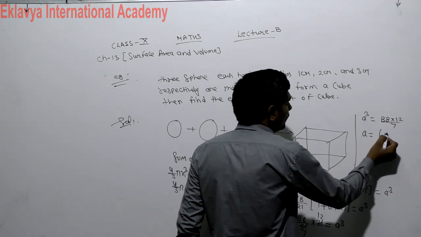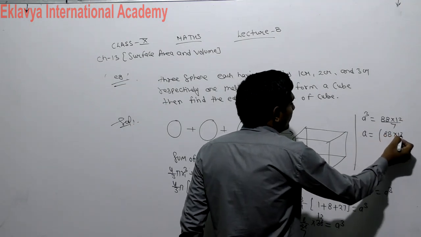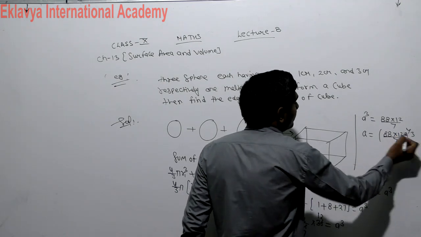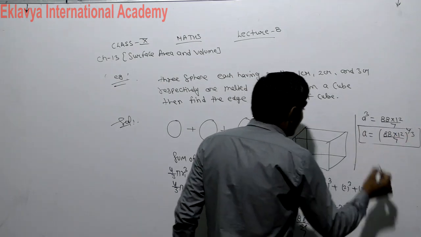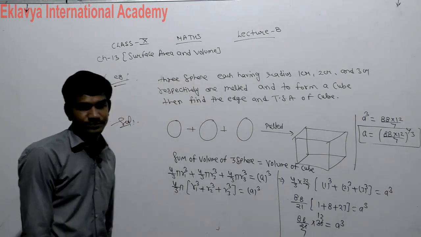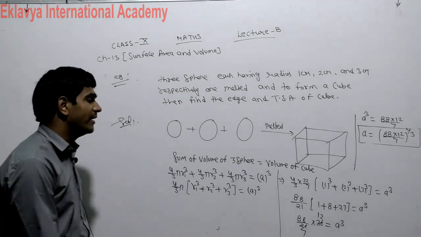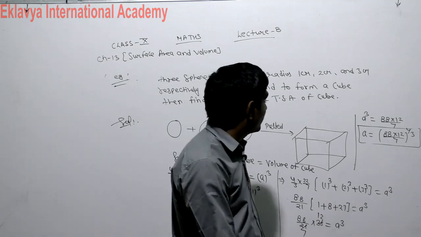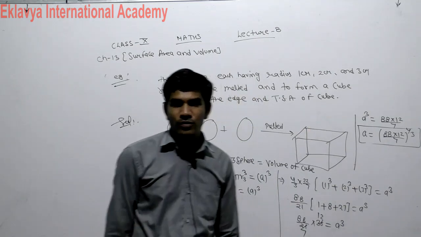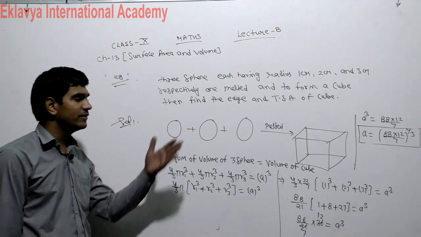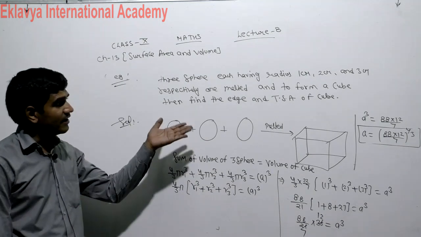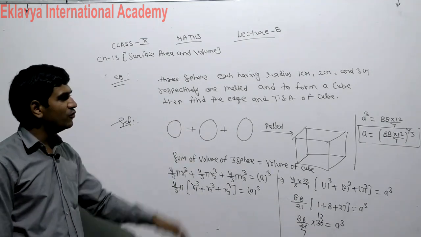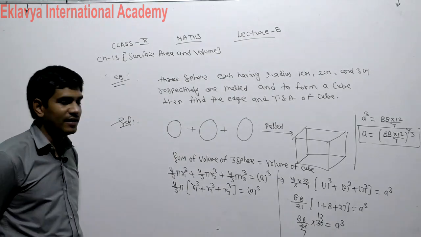So what is the value of a? 88 multiplied by 12 upon 7 power 1 upon 3. So that is the edge of the cube. Now how will we find out the total surface area of the cube? We know the TSA of a cube is 6 into side square. You have found the side, then substitute the values in the given formula, then you will get the answer.